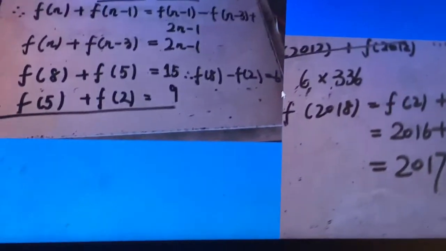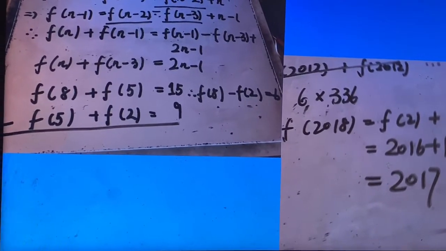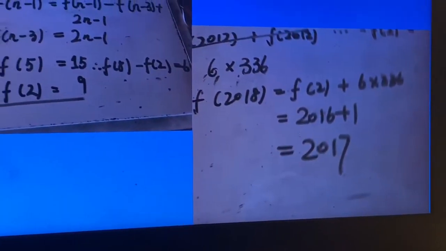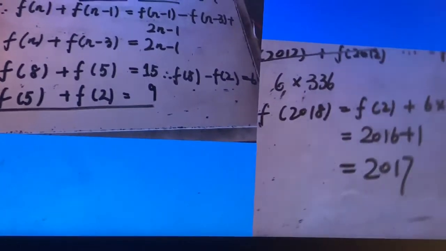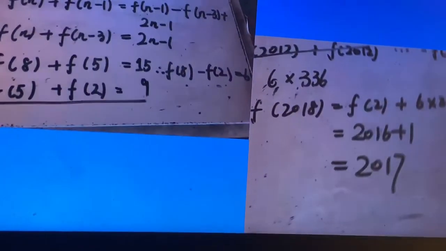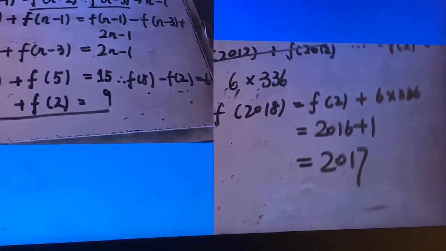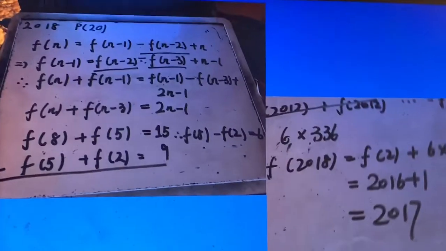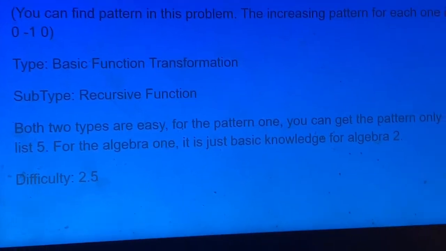If you try to attempt, you are able to see f(a+6) minus f(a) is 6. So we know there are 336 groups of this. So we know the answer is going to be 6 times 336, and we need to add f2. Since we know f2, as the problem has stated, it is 1. Right? So we know the final answer is going to be 2017. There's actually a pattern. The increasing pattern for each one is plus 3, plus 2, 0, negative 1, and 0.